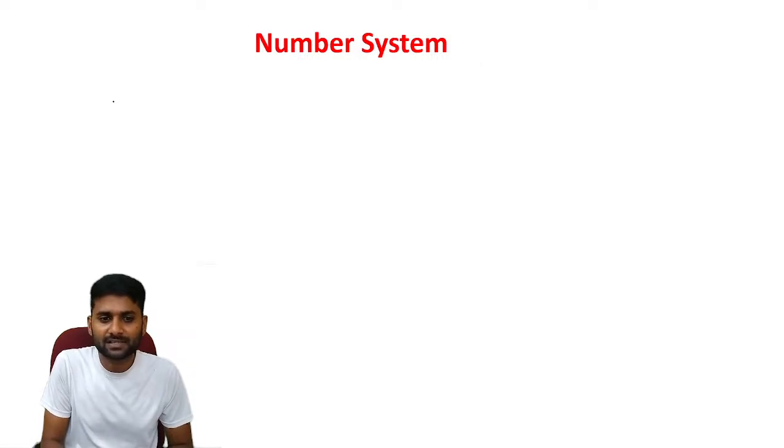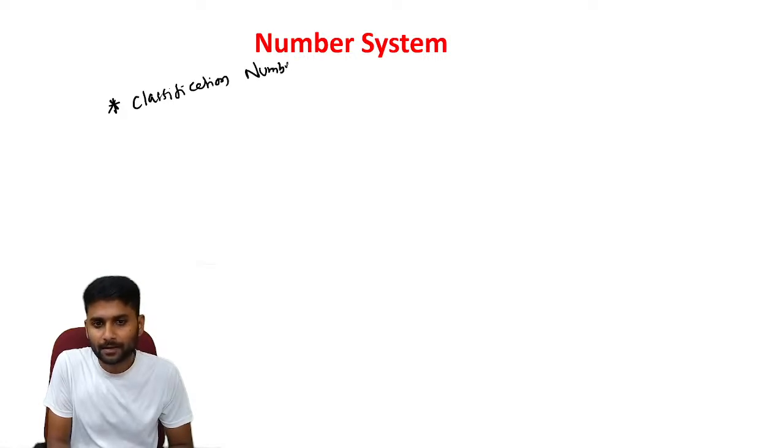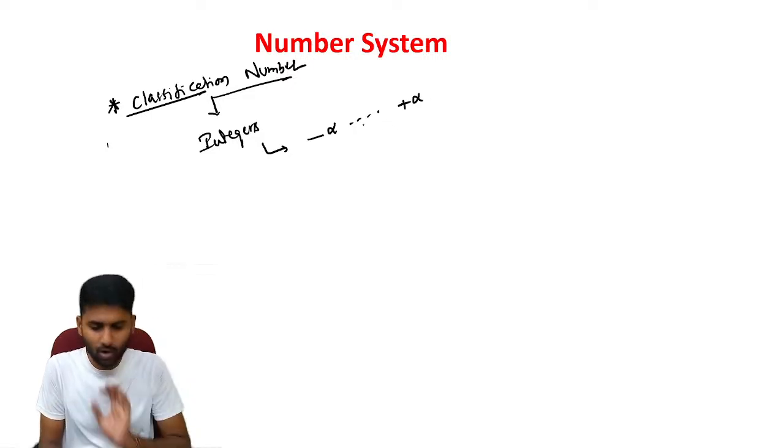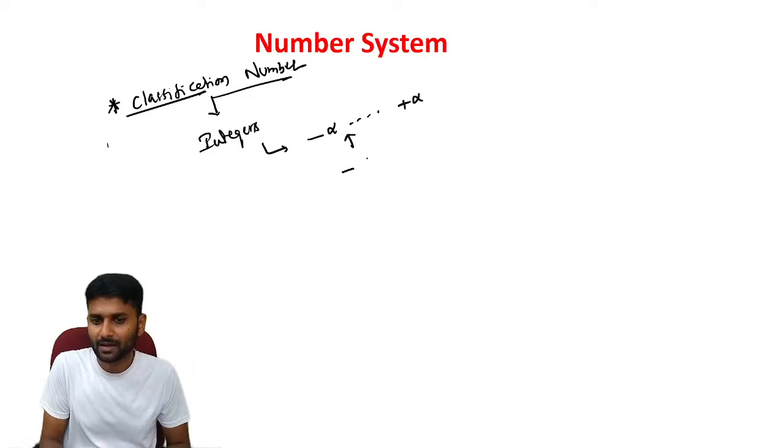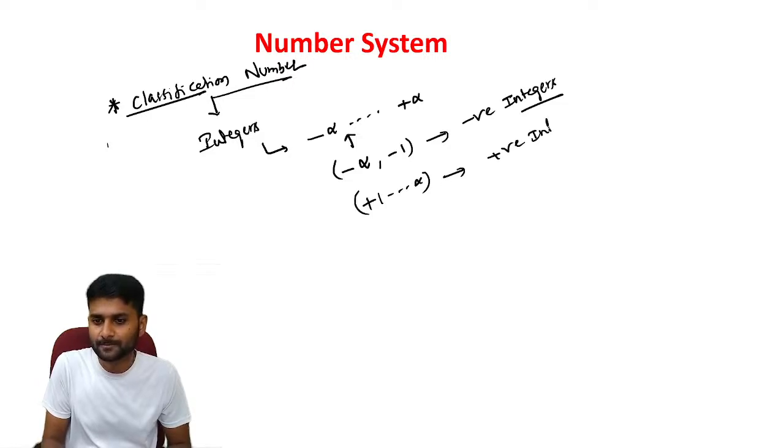In the number system, the most important thing is to have an idea about the classification of numbers. Classification of numbers means we can categorize them into integers. Here the integers range from minus infinity to plus infinity. You already know all this information, but let me repeat it. Minus infinity to minus 1 is all about negative integers. Similarly, plus 1 to plus infinity is all about positive integers.